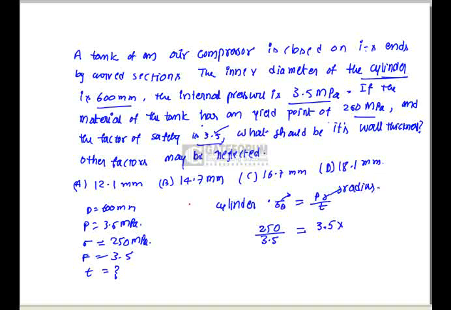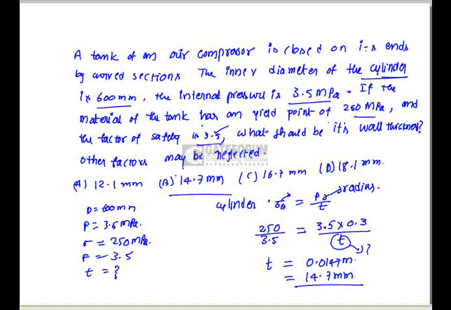Radius is 600 by 2, that is 300. We can convert into meters, 0.3 meters, by thickness. This is what we have to find out. t is equal to 0.0147 meters, that is equal to 14.7 millimeters. So 14.7 millimeters, option B is correct.